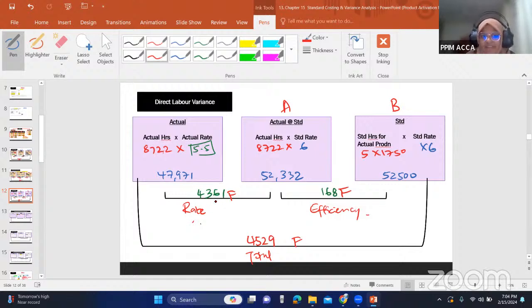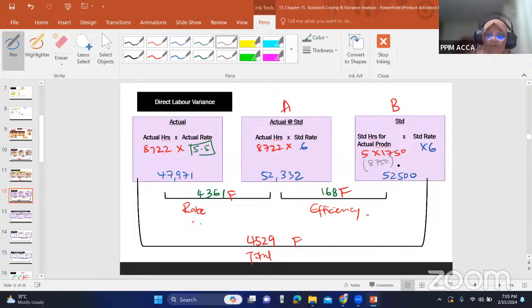So this favorable variance happened because of us paying our laborers a lower rate, and that's why it's called the rate variance. And why is this called efficiency? Think about it. We allowed them to spend 8,722 hours doing what we asked them to do. But if you look at the budget, actually they spent 8,722. Budget, look at it, 5 into 1,750. I'll just write it here, 8,750.